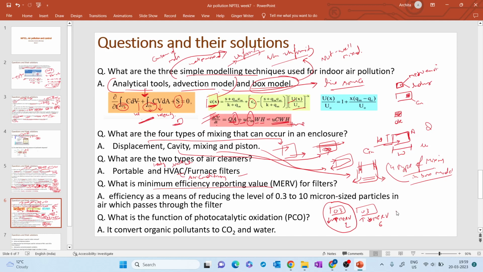They have these UV lamps and titanium oxide sheets or panels, and the UV lamps transmit light to these titanium panels. It generates oxidants. These oxidants react with the organic pollutants and generate CO2 and water. That is the function of photocatalytic oxidation. These are the units used in houses to remove organic pollutants.